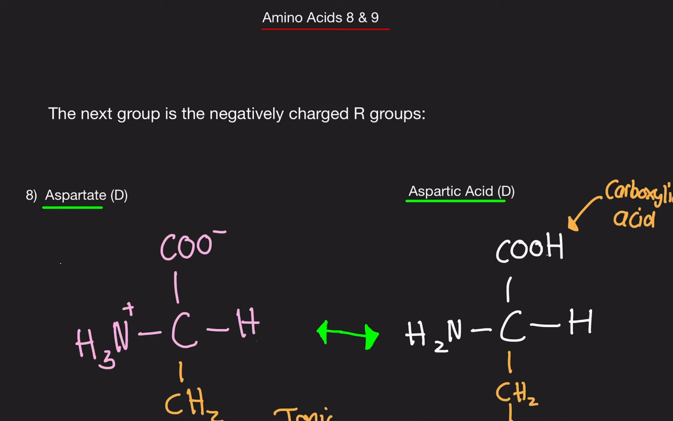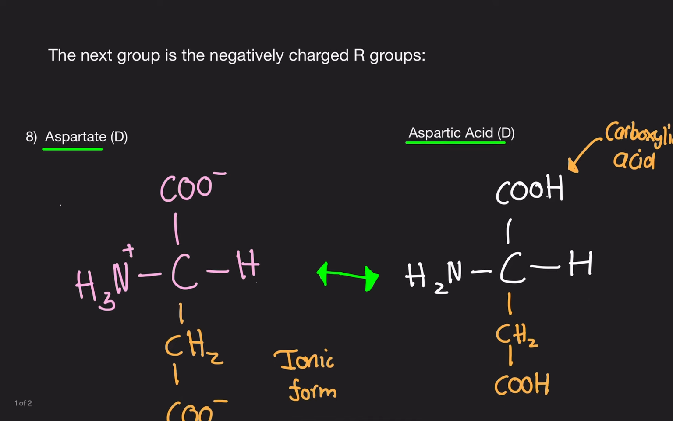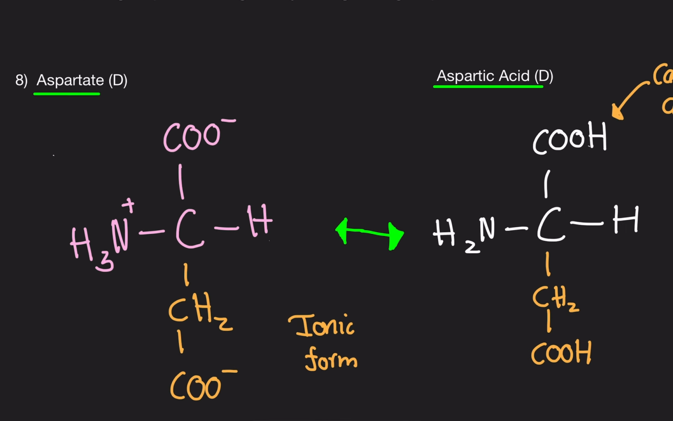All right, welcome back. In this video, we're going to go over amino acids 8 and 9. Amino acid 8 is aspartate, and amino acid number 9 is glutamate. So this group we're going to talk about, these two amino acids, are common in that they have negatively charged R groups. So the first amino acid we're going to look at is aspartate.